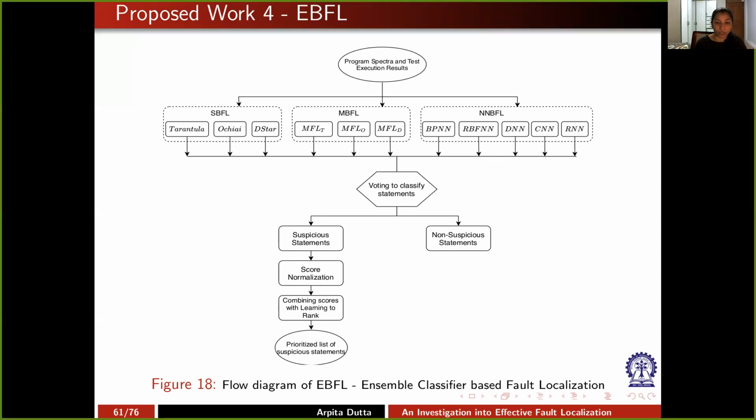And based upon this voting, if more than five techniques say that the statement is buggy, then we classify the statement as suspicious, otherwise we classify that statement as non-suspicious. Then we do score normalization of the statements in the suspicious class, because the scores given by different methods are in different ranges. So after score normalization, we used a learning to rank method to combine the scores generated by different ranks, and we generated the prioritized list of suspicious functions.